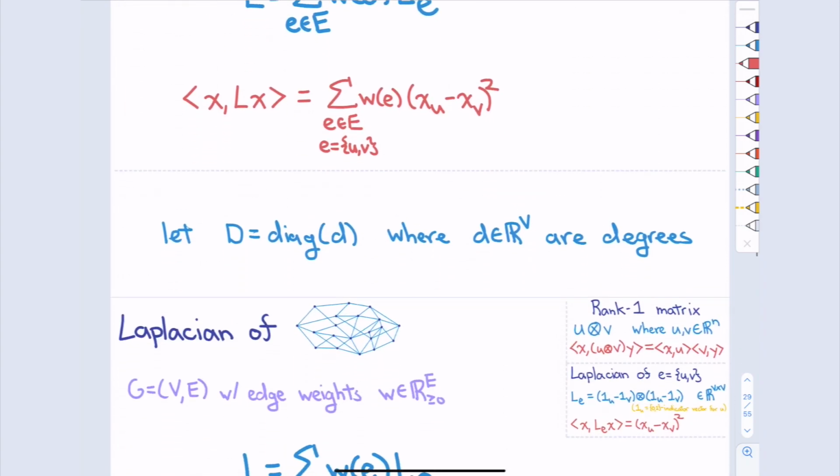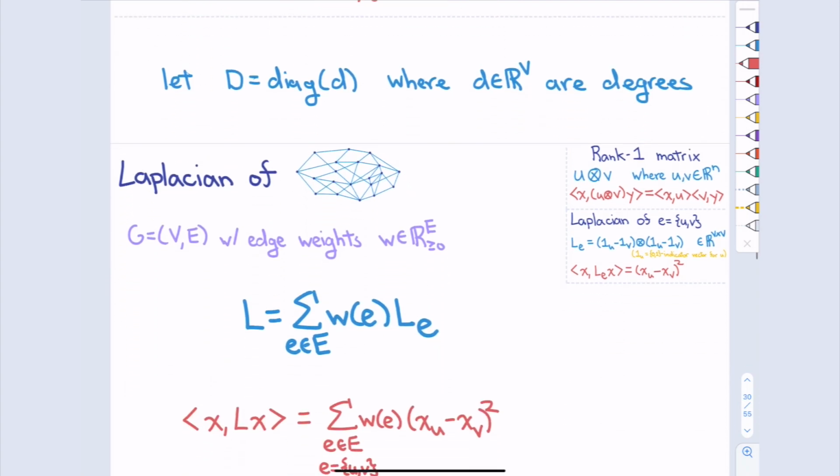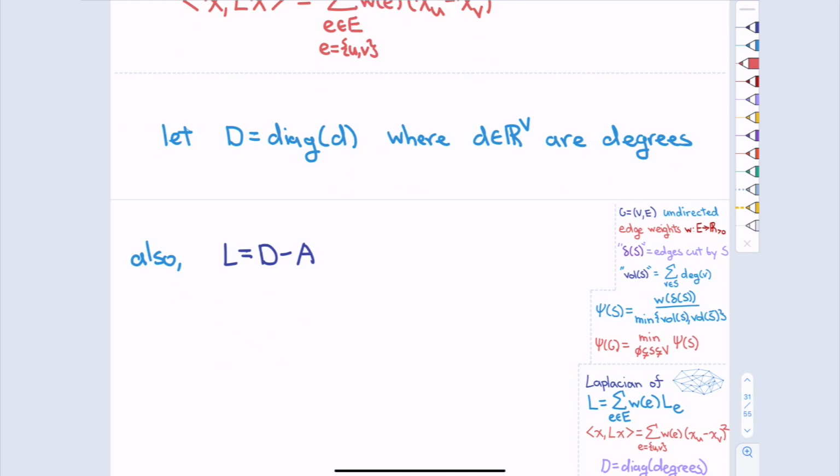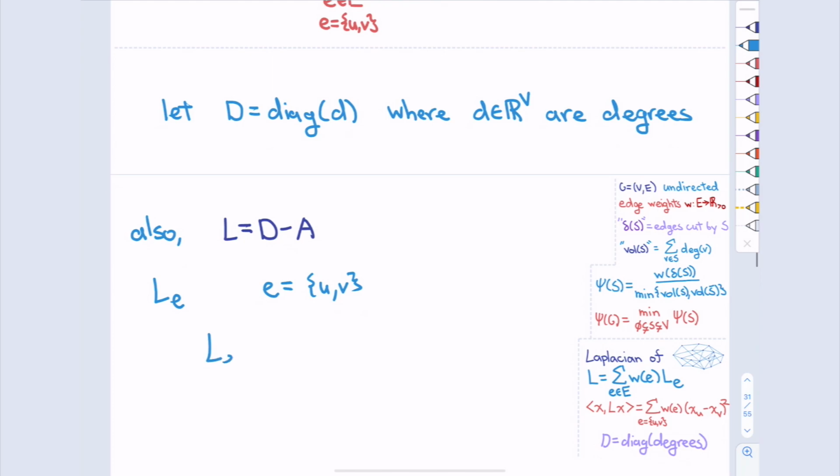An alternative way to define, interesting, that looks like the same thing. Okay, all right, an alternative way to define the Laplacian is as the equation L = D minus A, where A is the adjacency matrix. Okay, and one way you can verify is just to look at one edge, e, right? So if e was the edge between u and v, then remember L_e could be written as this outer product of an indicator variable of u minus indicator variable of v.